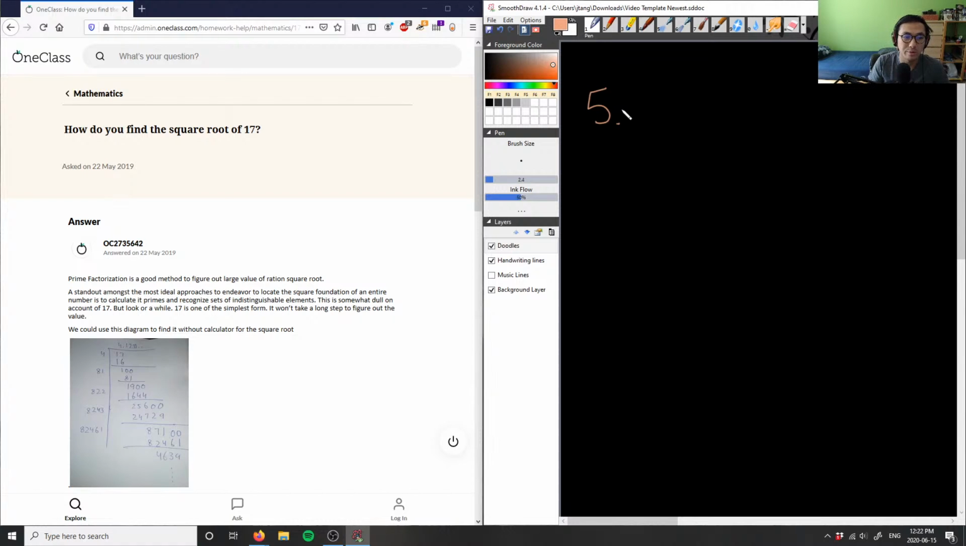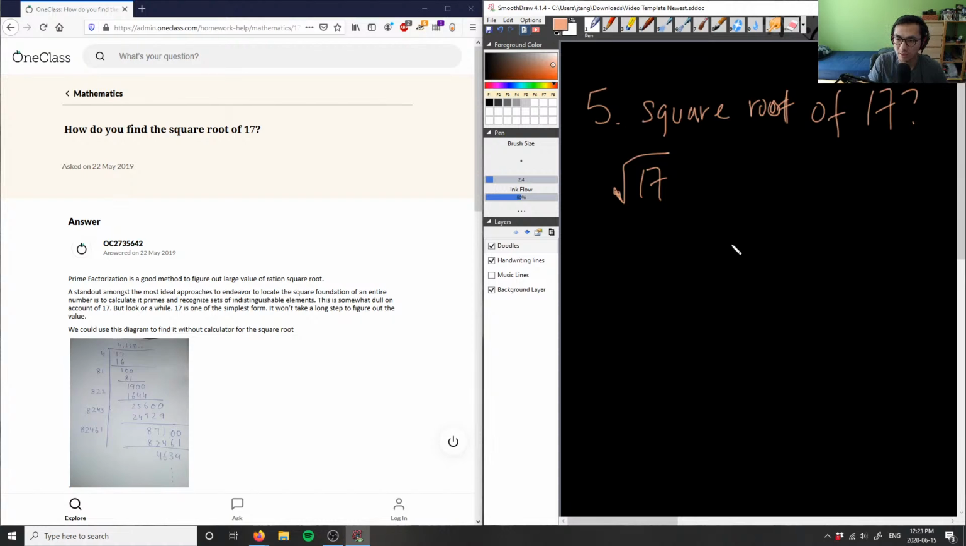Let's ask, how do you find the square root of 17? In this case, what we want to do first is check if it's a perfect square. We know it is not a perfect square because 17 is a prime number. If I take the square root of 17 here, we notice this is not a perfect square, so we cannot use the guess and check method. We must use the long division method.